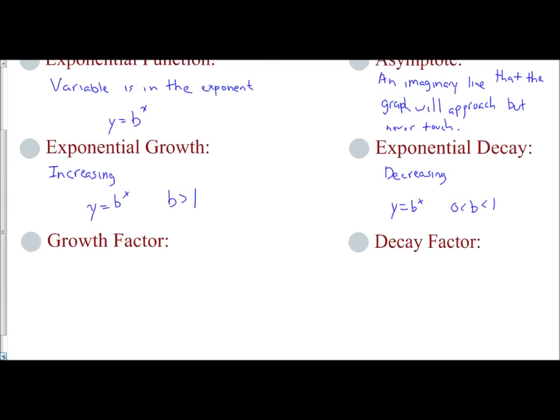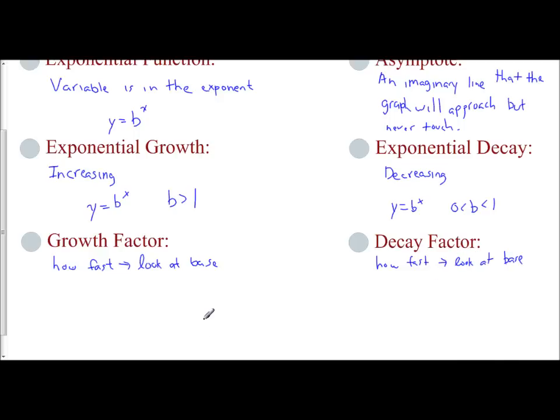And lastly, we have growth factor and decay factor. Our growth factor tells us how fast it is increasing. What you do to determine how fast it's increasing is you look at your base. Our base tells us how fast it is increasing. Same idea, the decay factor is telling us how fast it is decreasing. And again, we look at our base.